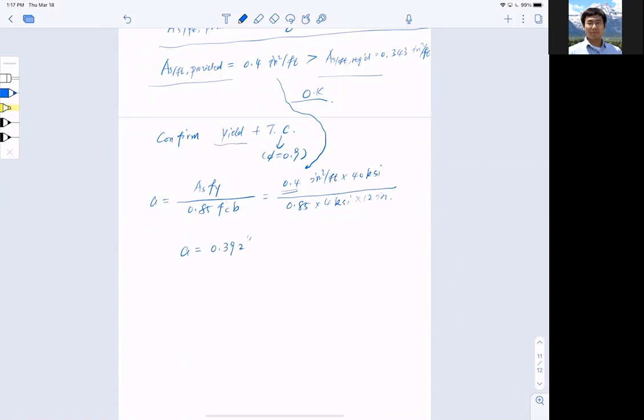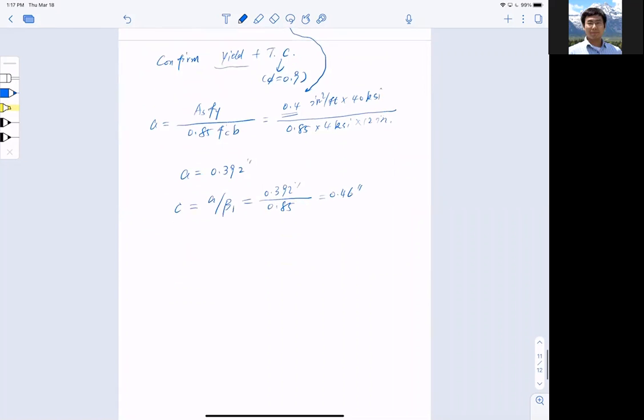And to get the strain of the steel, I need to find c, which is a divided by beta 1. Beta 1 in this case equals 0.85 since it's 4 ksi concrete, so this equals 0.46 inch for the compressive zone c. All right, so for the last step, again, assume one layer, because we only have one bar here.